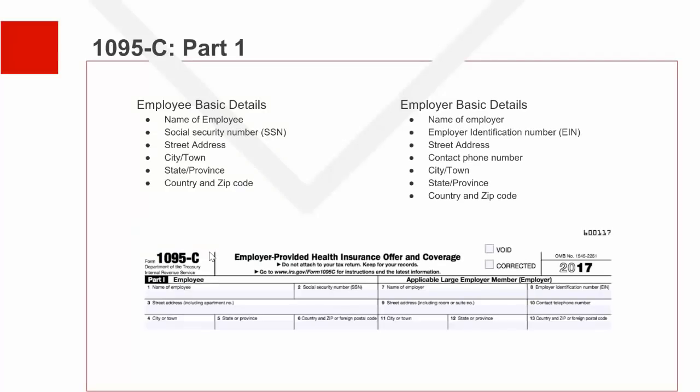So the 1095C starts off similarly to the 1094C. Part 1 is simply asking for both the employee's and the employer's basic details. So this will include, of course, the name of the employee, social security number, and address. And then for the employer, it would include the name of the employer, the associated EIN, and the address as well.